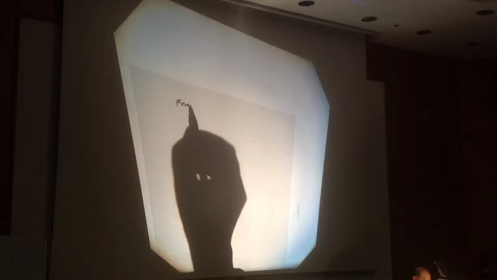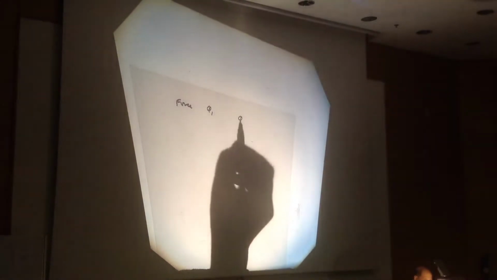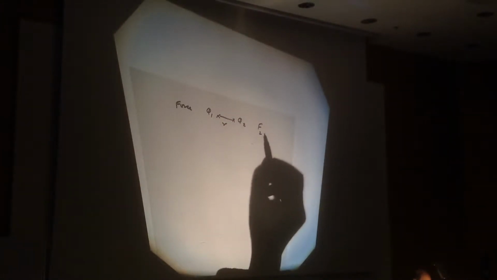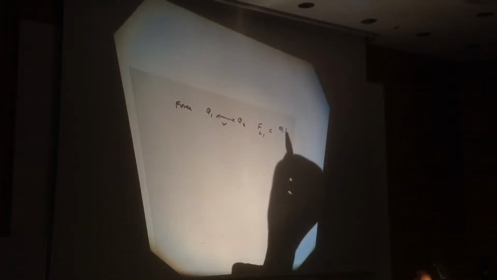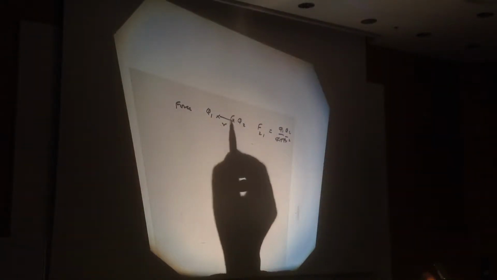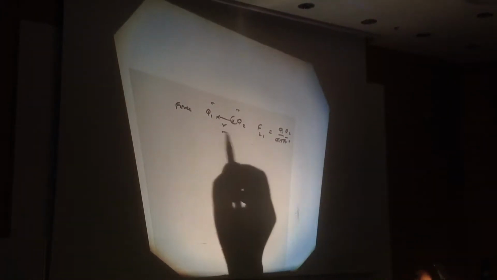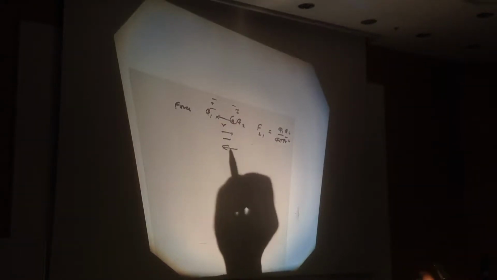So we saw that from Coulomb's law, we started with charges and force. The force on 2 due to 1 is Q1 Q2 over 4 pi epsilon R squared. The force is repulsion if Q1, Q2 are both positive or both negative, and attraction if one is plus and the other minus.